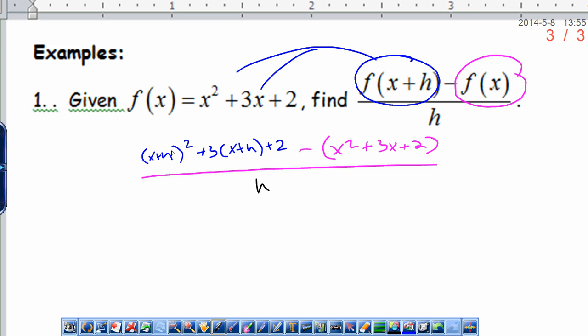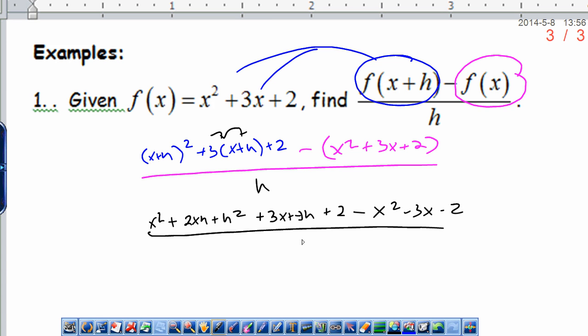All right, so we squared this out. So I'm going to get x squared. Now you need to do the binomial expansion, FOIL, box method, whatever. So you get x squared plus 2xh plus h squared. Distribute here. So you get 3x plus 3h plus 2. Then subtract all that junk. So minus x squared minus 3x minus 2, all over h.